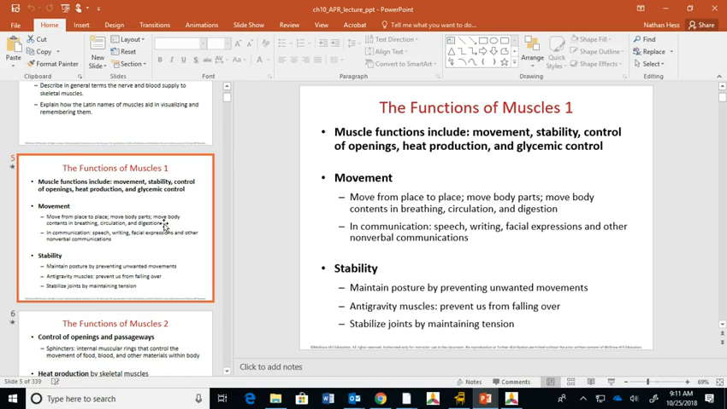Who knows? All right, what's the purpose? According to your study guide, the purpose of muscles is very straightforward.